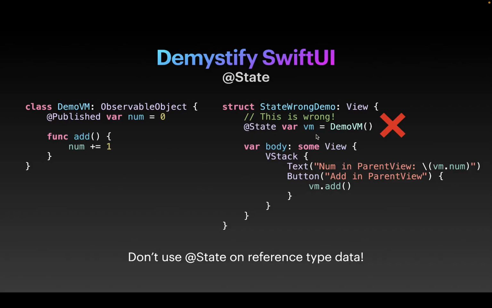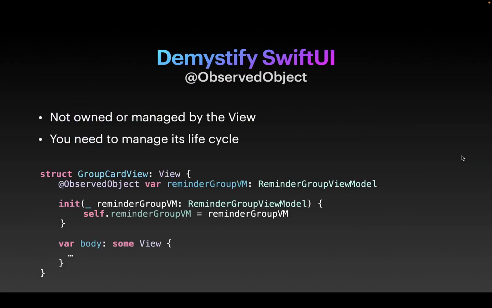And this is wrong. In this case, maybe I want to use a button to increment the number, and I want to display the number right here. But the thing is, you won't receive any updates. So @State can only be used on value type data. You won't receive any update on reference type data. Is that clear? Okay, all right.